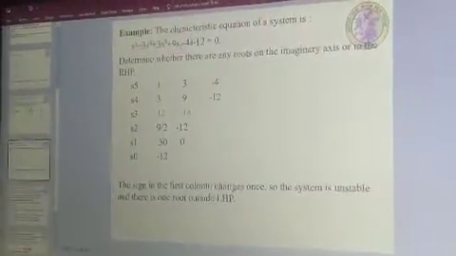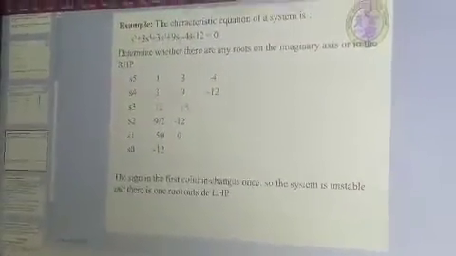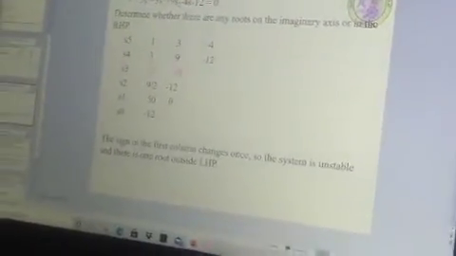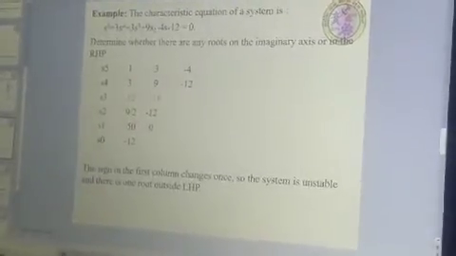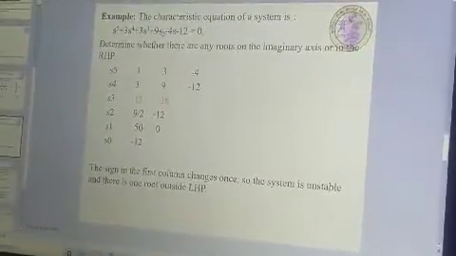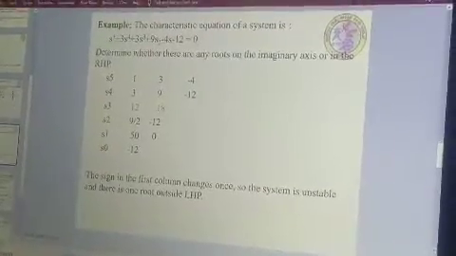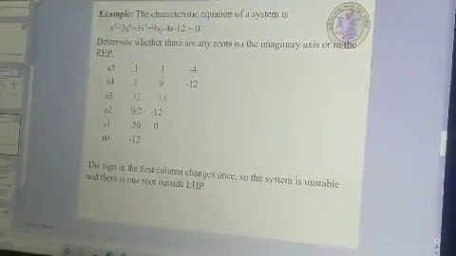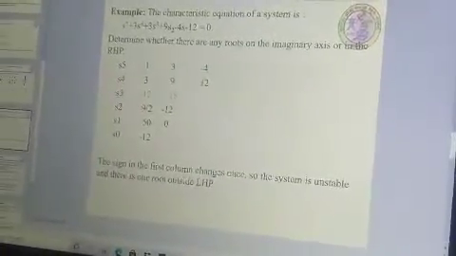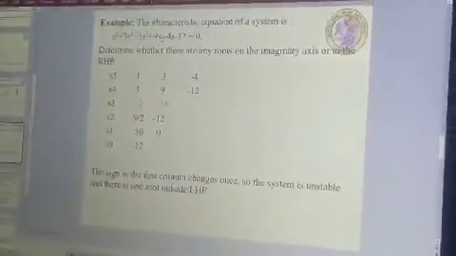But how many roots are present in the right half of the S plane, you don't know. So for that, you have to follow the Routh array tabulation. For this equation, you have to determine whether there are any roots on the imaginary axis or in the right hand side of the S plane. So you are going to solve all these things as usual by using a Routh array.